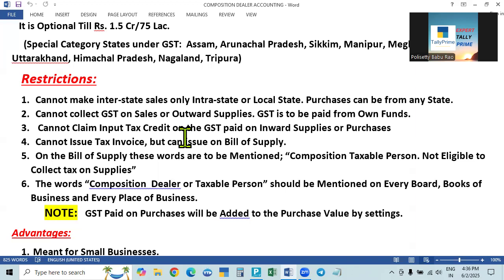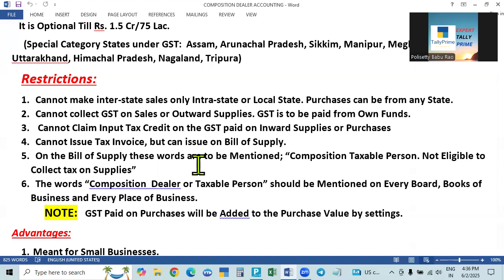That is why, on the amount you are paying on the purchases, that is inward supplies, you cannot claim input tax credit. You are not collecting tax and paying it to the government. So when you are paying the tax on the purchases, you cannot claim the input tax credit. That means he can purchase from anywhere but sell in his own state only. He cannot collect the tax from his pocket. He has to pay on the purchases. He cannot claim the ITC.